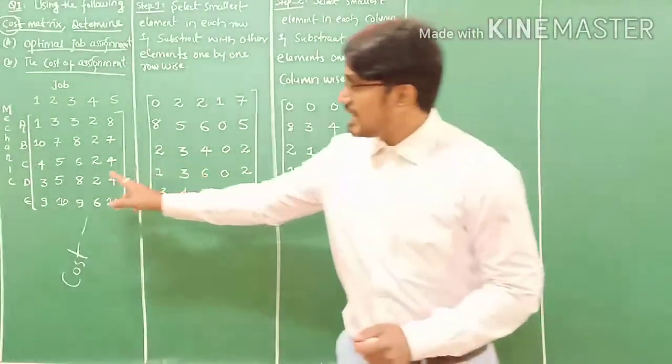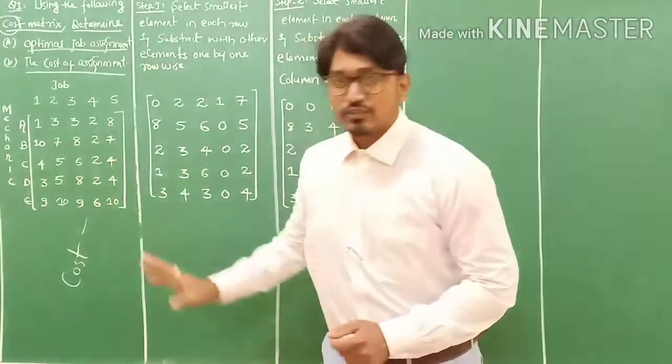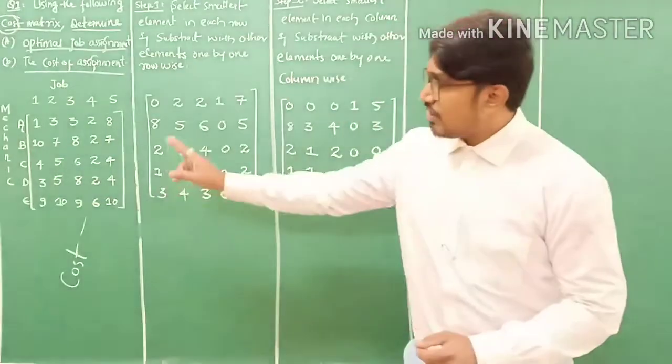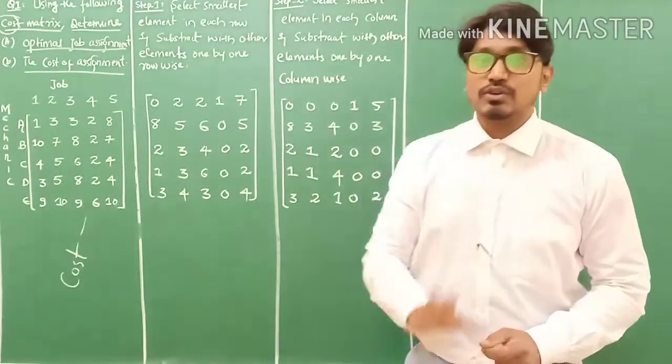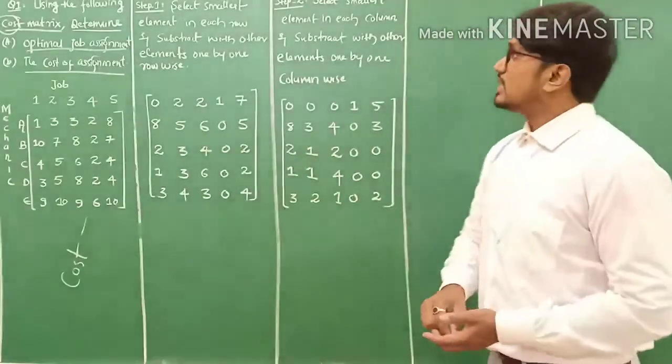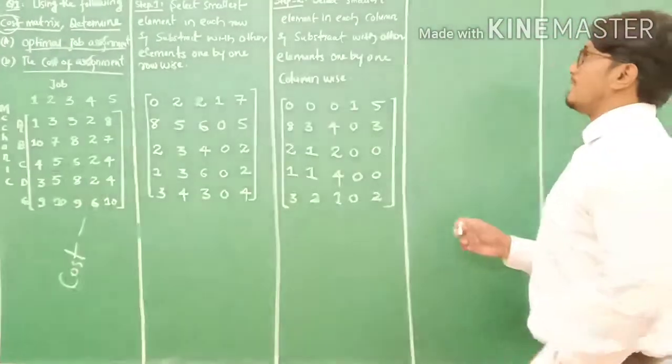Okay, what is the order of the matrix here? 5 rows, 5 columns each. What is the order of the matrix? The order of the matrix is 5. Your small n equals 5 there. Right? Now coming to step number 3, friends.